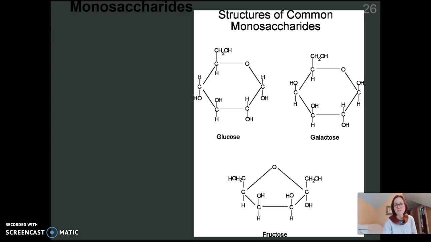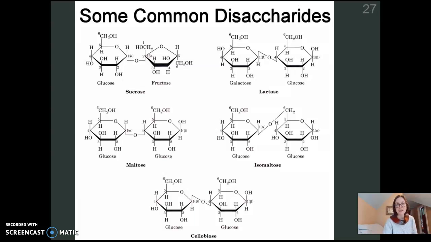So we have different types of monosaccharides. And here, this might look very busy to you, but these are some common disaccharides where we have those rings bonded together. Here and here. Sucrose, common table sugar, glucose and fructose. Here's lactose, milk sugar, which is galactose and glucose. Maltose.